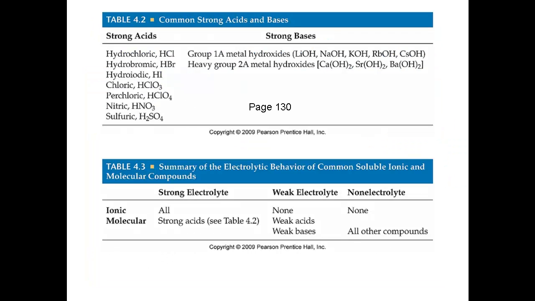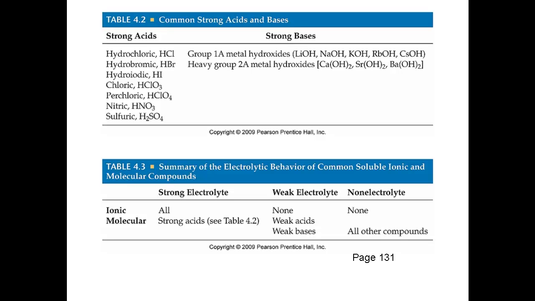Here's a chart from your book, table 4.2. In this table, it lists the strong acids on the left and the strong bases on the right. You need to know the strong acids and strong bases. This was an assignment for you to do over the summer: memorize the strong acids and strong bases. Because if you know the strong acids, then any other acid is going to be weak. If you know the strong bases, any other base will be weak.